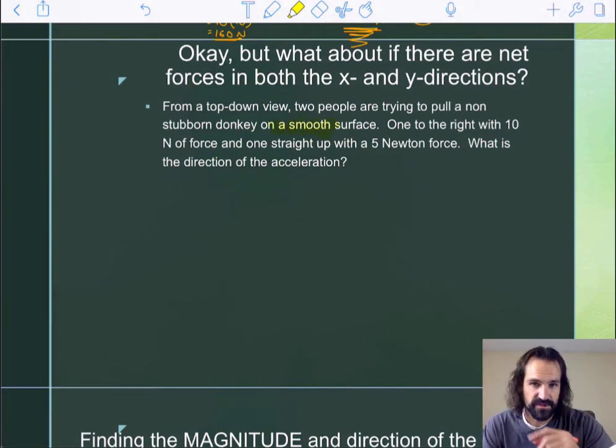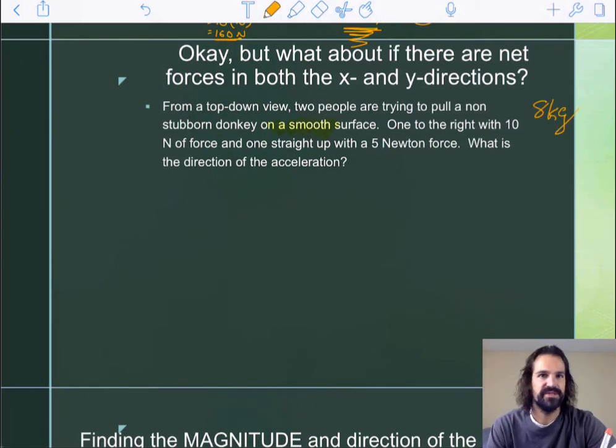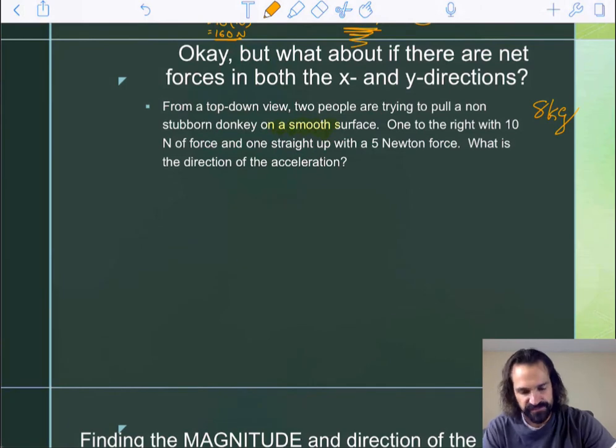One person pulls it to the right with 10 newtons of force, and one pulls it straight up with a 5 newton force. And by the way, this is an 8 kilogram donkey. I forgot to include that, but that's what we're working with. What is the direction of the acceleration, and what is the magnitude of the acceleration? Or what is the magnitude of the net force?